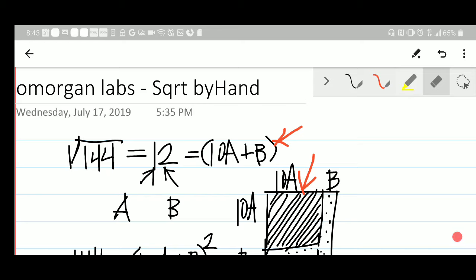Hello, this is O Morgan from O Morgan Studios, and today we're going to O Morgan Labs, and we're going to take a square root by hand. This is like part two.